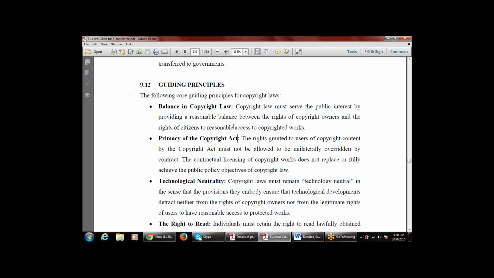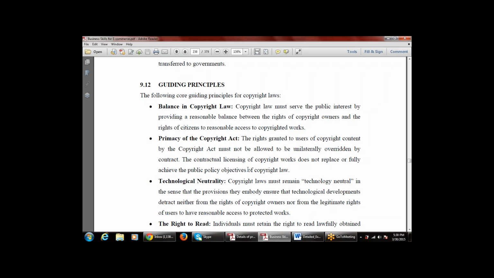Then the next principle is primacy of the Copyright Acts. That is, the primacy of the Copyright Acts. The rights that are granted to users of copyright content by the Copyright Act must not be unilaterally overridden by contract. The contractual licensing of copyright works does not replace or fully achieve the public policy of the copyright law. So this is also one of the guiding principles, that is the primacy of the copyright law. That is, if any content is publicly owned, that is publicly available, then copyright is not applicable for the publicly owned document.